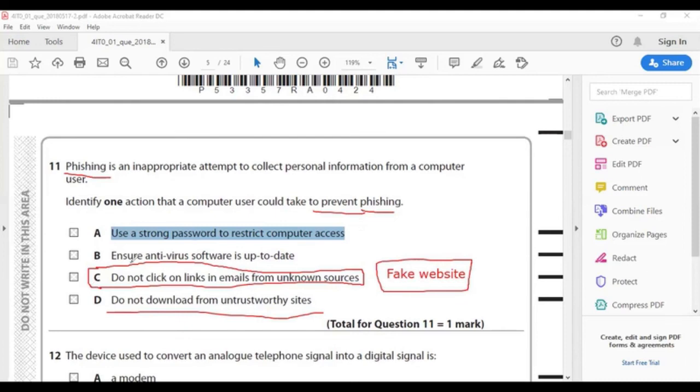Using a strong password is always a good idea, but it only makes it harder for people to guess your password. If a hacker is trying to guess your password, it'll be hard for that person to hack it. Antivirus software is going to kill computer viruses, but it won't be able to tell which emails coming to you are part of phishing. So this is the correct answer for this one.